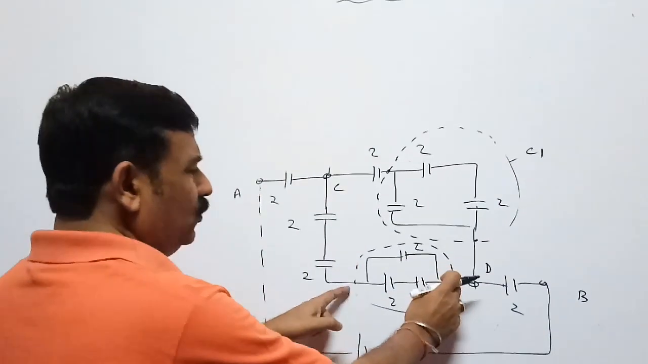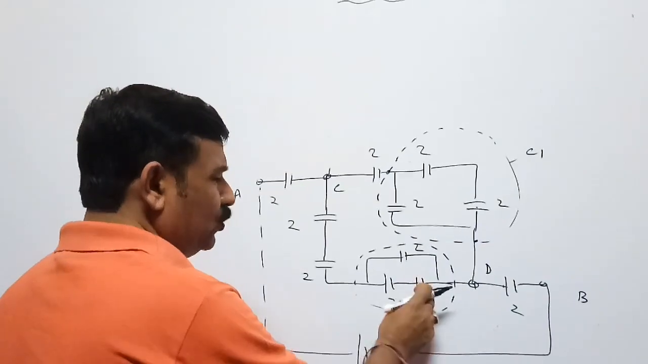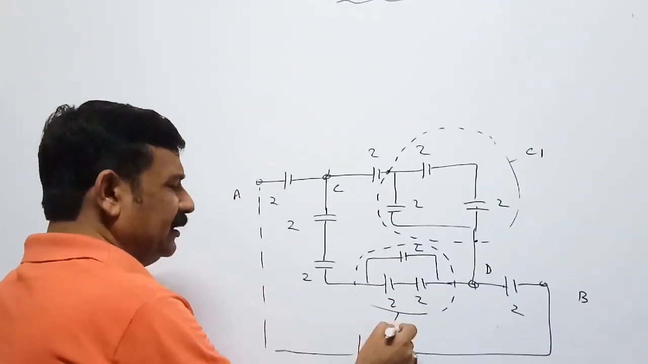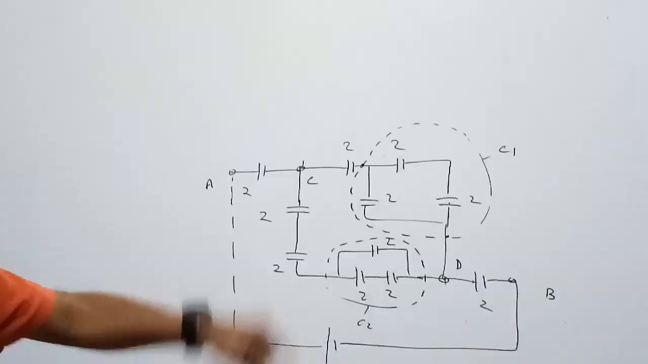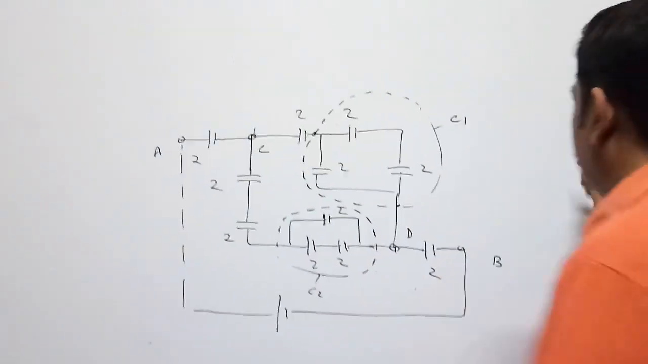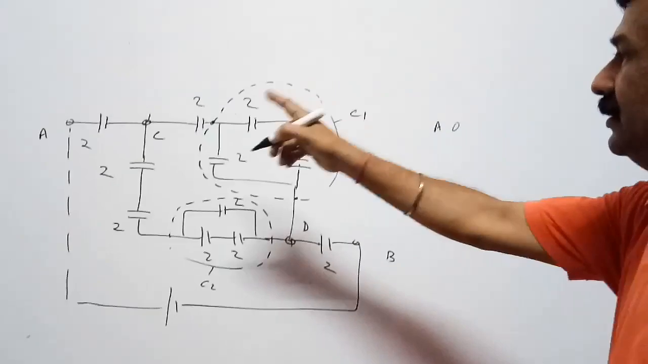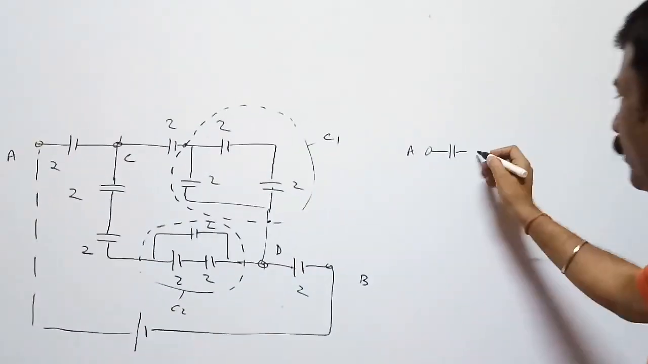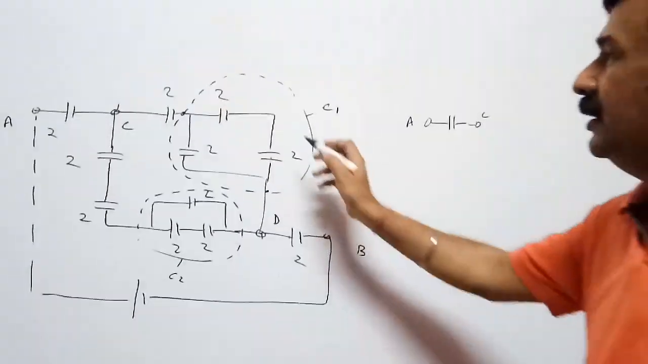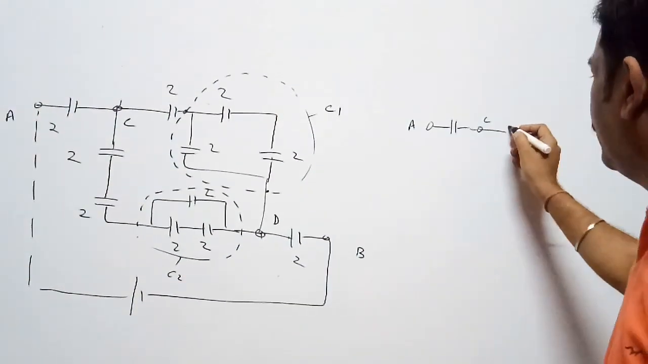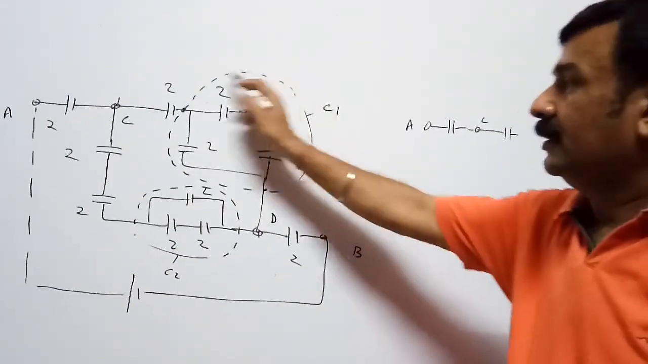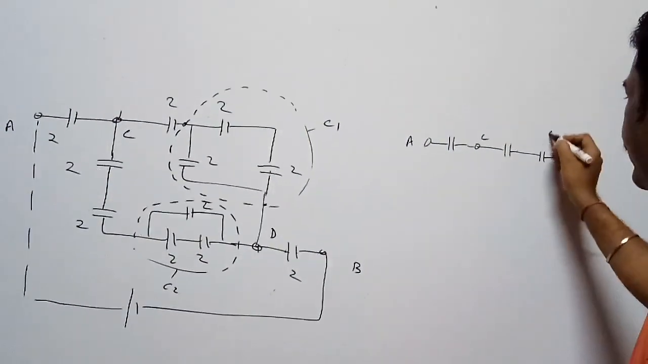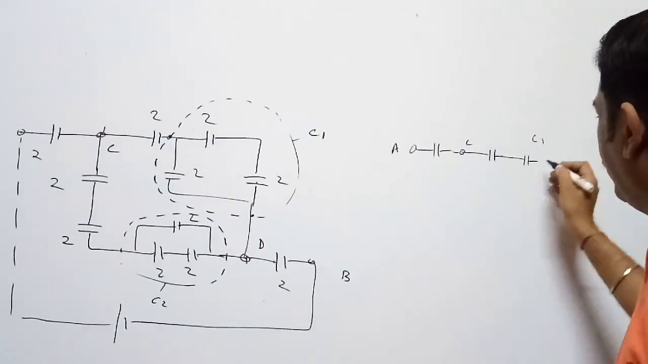Similarly, with respect to these ends, these two are in series. That capacity and this one are in parallel. So net capacity of this combination is C2. So now my figure reduces to: point A will be as it is, that capacitor will be as it is, point C will be as it is. Now this capacitor is present after point C, then this will have a single capacity value C1, connect here, then this is point D.